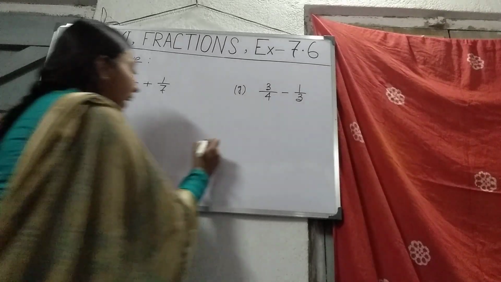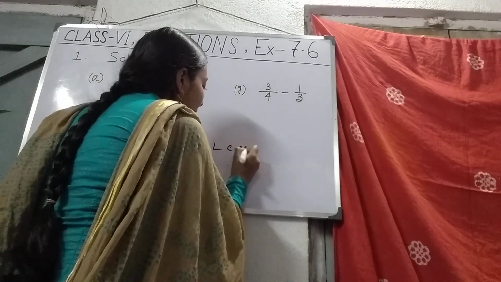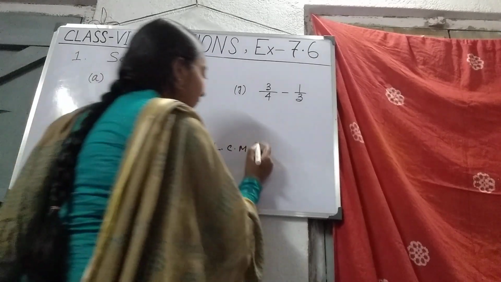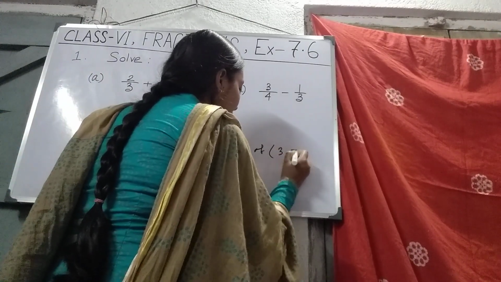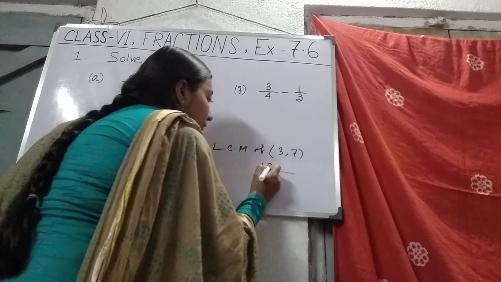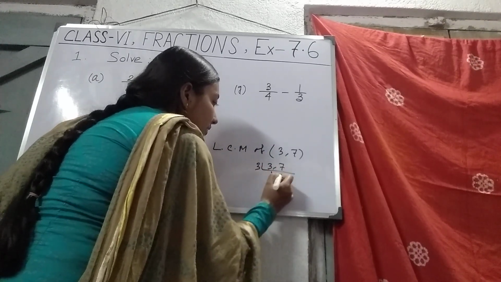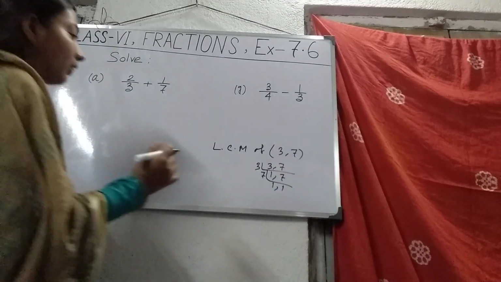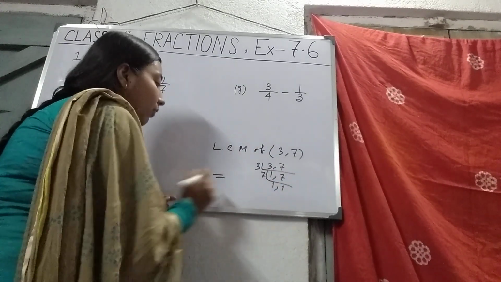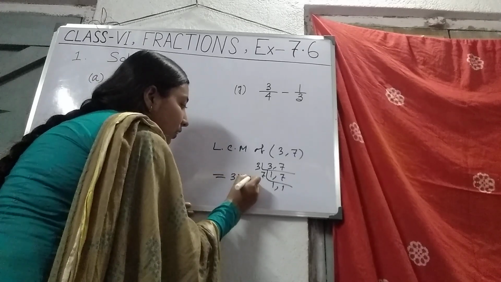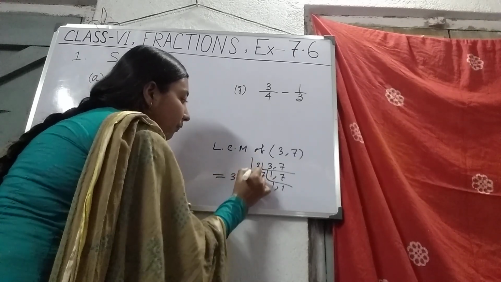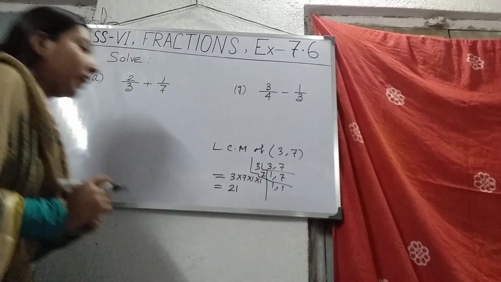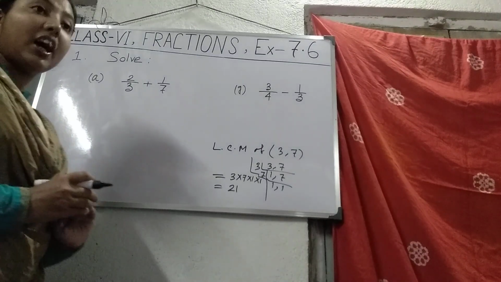First you have to take the LCM of its denominator, that is LCM of 3 and 7. Okay. So 3 ones are 3, 7 again. These are the factors. So the LCM of 3 and 7 will be 3 into 7 into 1 into 1. That comes 3 sevens are 21. Okay. So the LCM is 21 here.